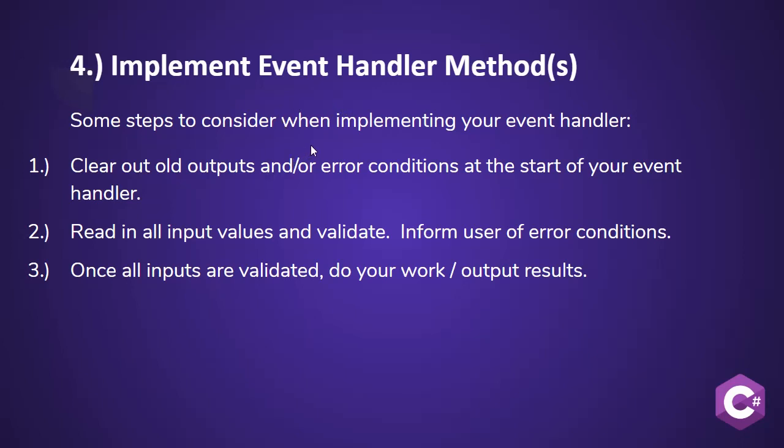So here are some general steps you can consider when implementing an event handler method. Step 1, at the beginning of your event handler, you might want to consider clearing out old outputs and old error conditions. Step 2, after you're on a clean new step through your event, I'm going to read in each of my input values and try to validate the input values and inform the user if there are any error conditions. And then finally, once all of the inputs are read and validated, I can do my work and display my results.